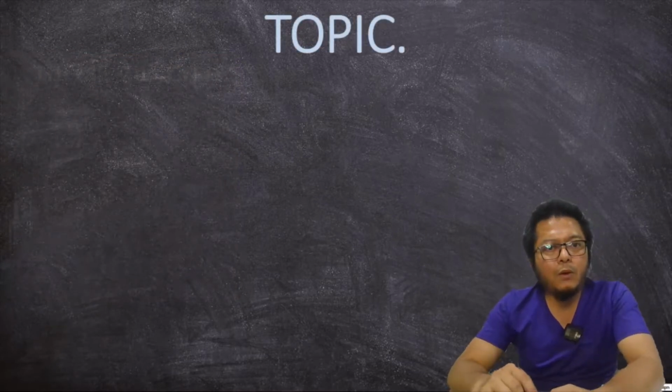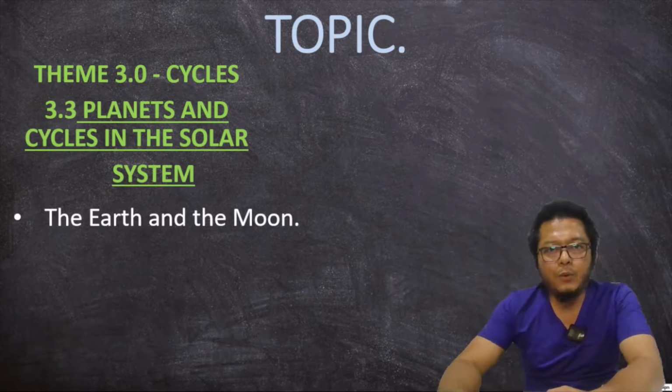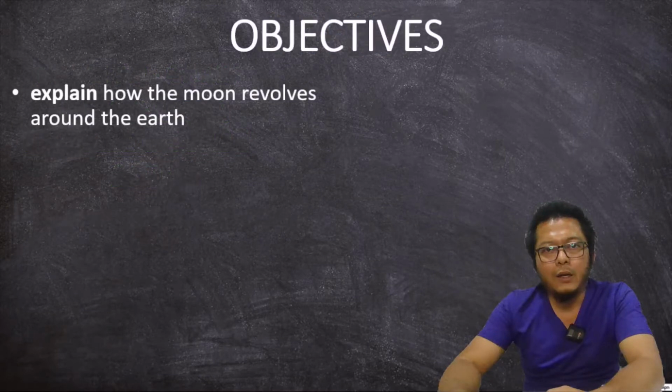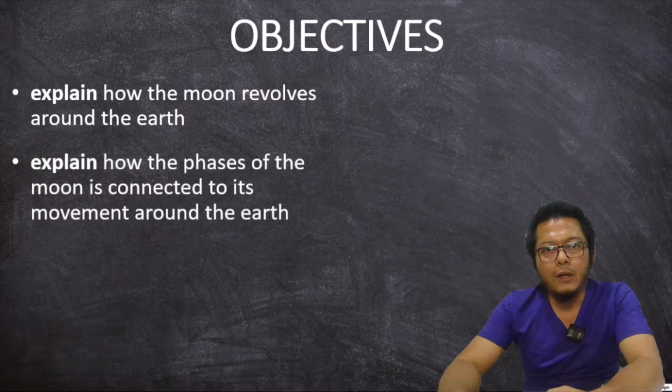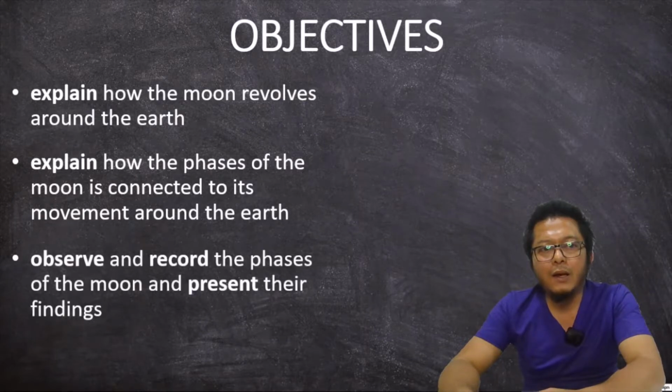Okay, moving on to our topic for this week, which is the earth and the moon. Last week we talked about the earth and the sun and how the earth revolves around the sun. But this week we shall talk about the moon. Our objective for this week is to explain how the moon revolves around the earth, to explain how the phases of the moon are connected to its movement around the earth, and to observe and record the phases of the moon and present their findings.